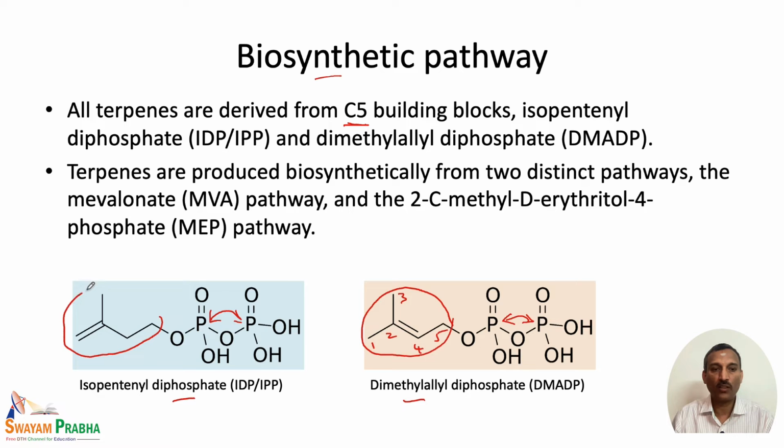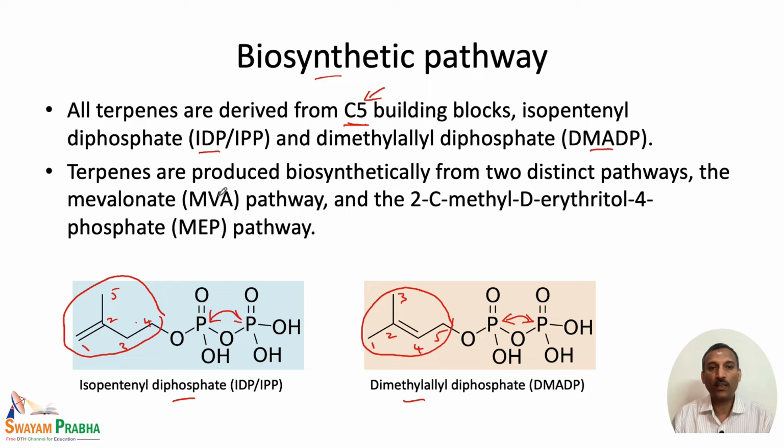Similarly, in the case of the isopentenyl unit also we have, let us start from here, 1, 2, 3, 4 and 5. So this is not the IUPAC nomenclature which I am actually using here. I am just numbering the carbon atoms. So we have 5 carbon units. So that means all the terpenoid compounds are derived from the basic C5 unit, and this IDP or IPP and DMA-DP are the basic starting points, the monomers for all the terpenes.